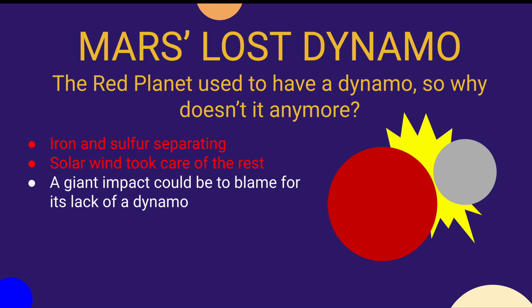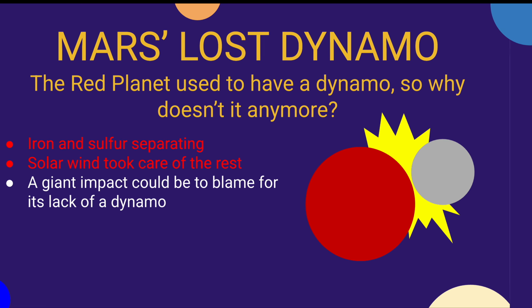What is this inferring about the strange histories of Mercury and Mars? The red planet used to have a dynamo, so why doesn't it anymore? Its dynamo was lost because iron and sulfur separated in its core, and solar wind robbed it of its atmosphere and took care of the rest. This, say the scientists, could be because of a giant impact, much like the one that caused Earth to have a moon.